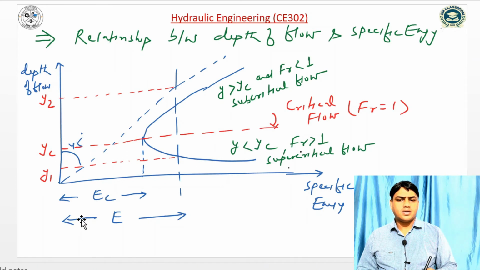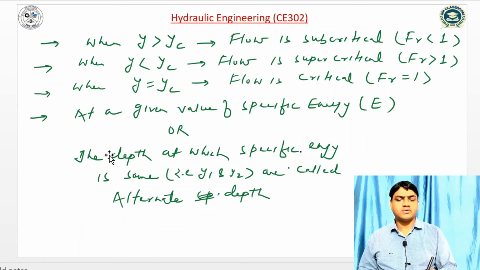at specific energy E, when the depth of flow is y1, specific energy is E, and when the depth of flow is y2, specific energy is same as E, then these two depths are called alternate depth. Or we can say that at alternate depths our specific energy will be same. So the depth at which specific energy is same are called alternate depth.